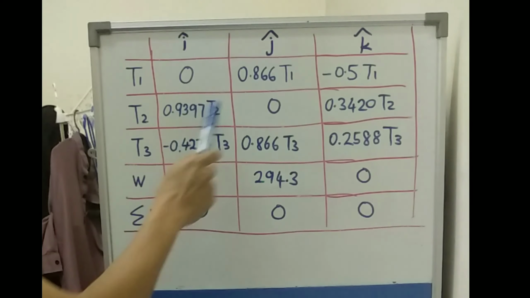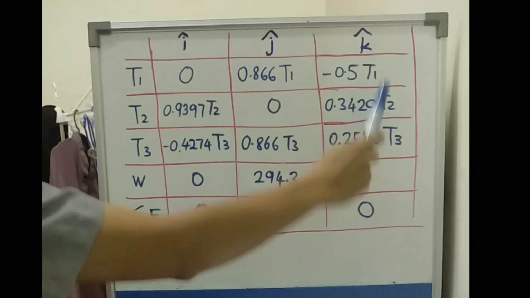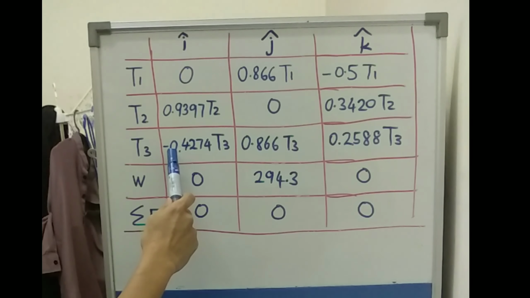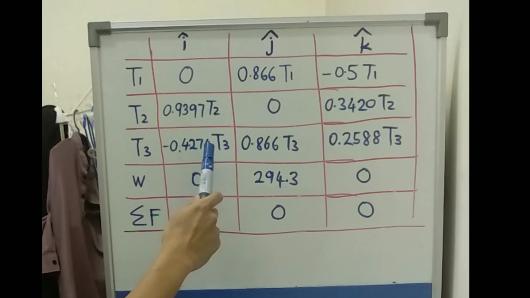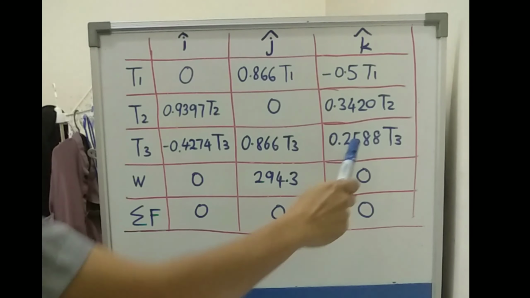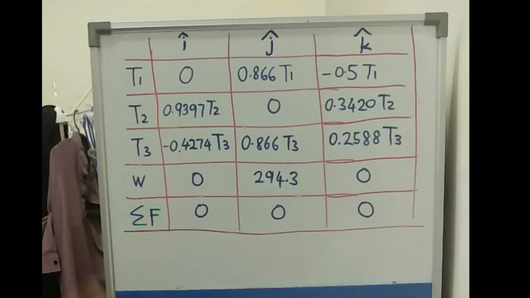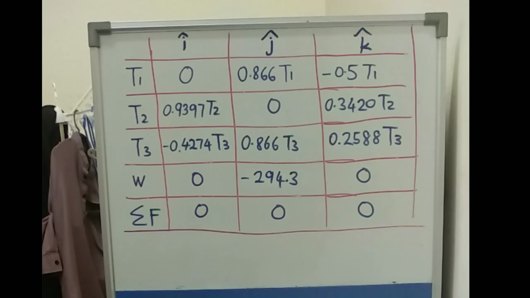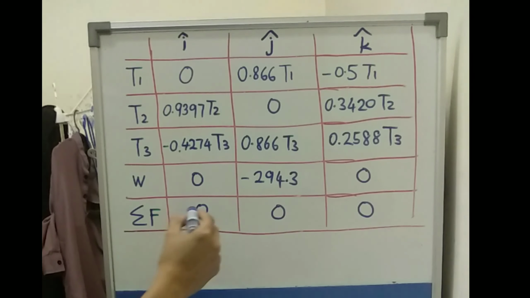For T2, this is the I component, J component, K component. And for T3 we have negative 0.4274 T3, 0.866 T3, and 0.2588 T3. And this is for vector force W. We have the negative y direction, so we have negative 294.3.